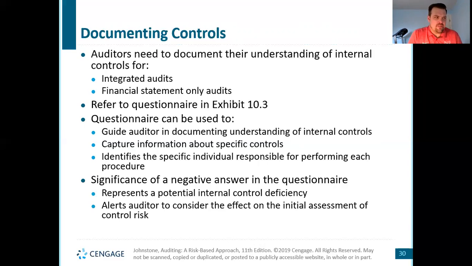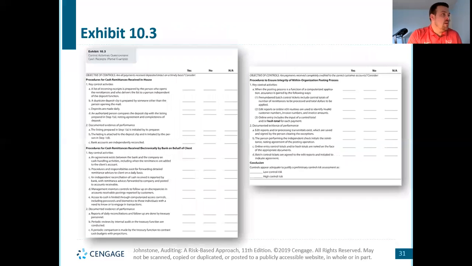So if there's a negative answer in the questionnaire, this represents a potential internal control deficiency, which would raise up our control risk. And this alerts the auditor that they need to consider the effect in the initial assessment of control risk. So again, I'm not going to read through all these. I do recommend you read through them, and I wouldn't say you have to read every single one, but just get a good idea of what they're about and what they're doing.